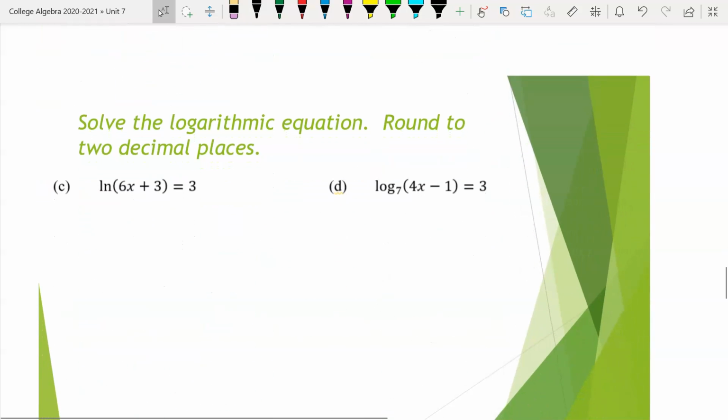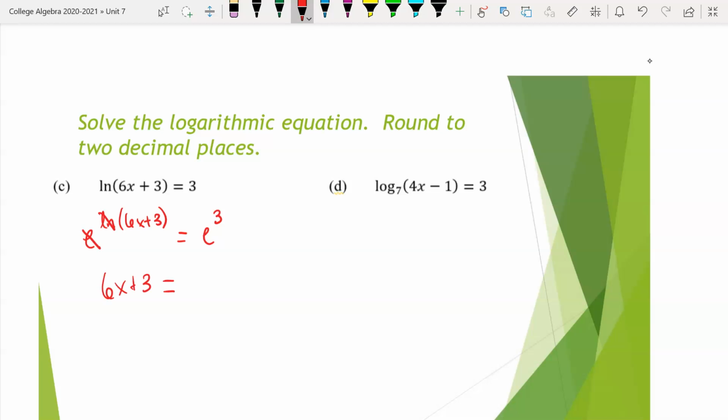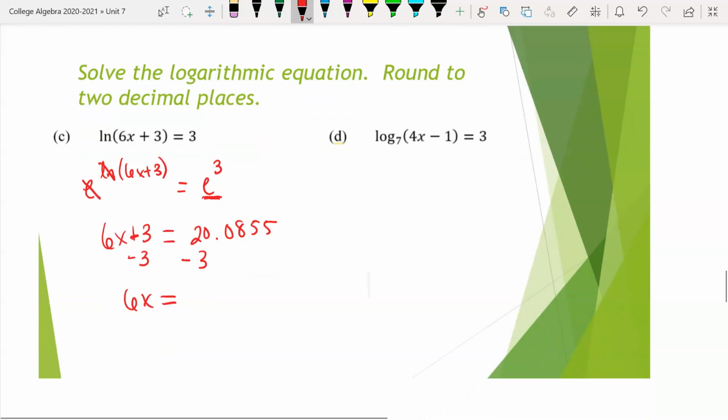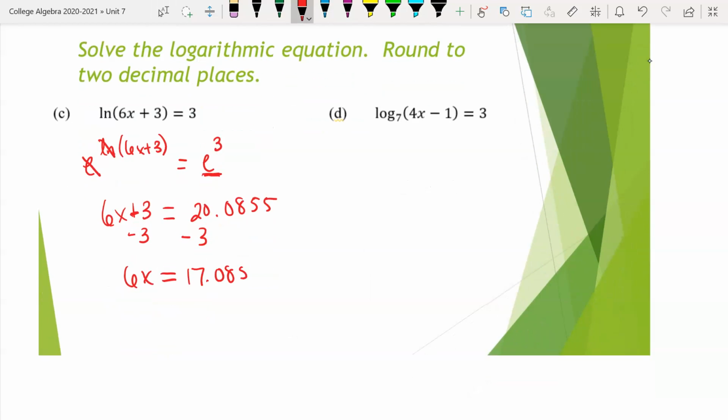All right. Next one, if I have natural log of 6x plus 3 equals 3. In order to cancel this, we're going to raise both sides to the e power, so common base e. Whatever I do to one side, I've got to do to the other. So again, the whole point of doing that is to get the natural log to cancel. So I'd have 6x plus 3 equals, you've got to type this into your calculator, you get 20.0855, somewhere around there, and then it just turns into an algebra problem. I would subtract 3. 6x equals 17.0855, divided by 6. We're going to round this to 2 decimal places, so I get 2.85.